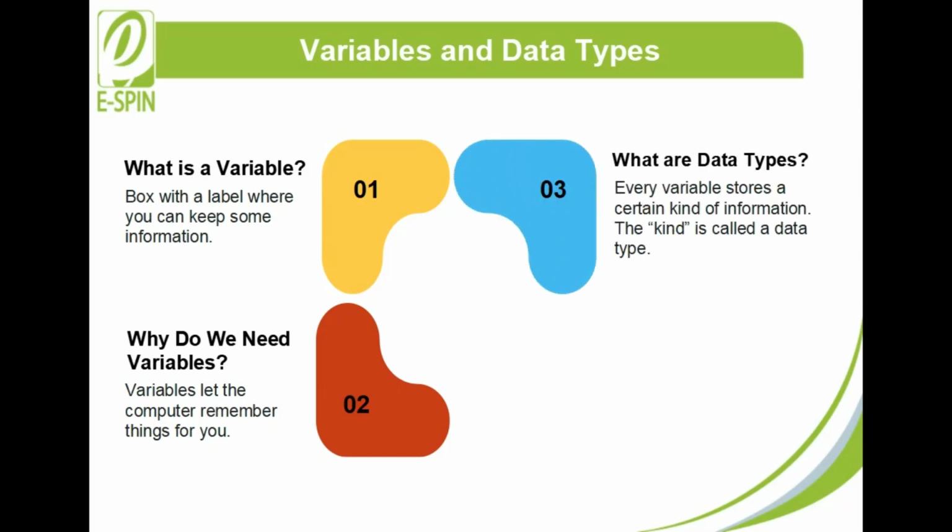3. What are data types? Every variable stores a certain kind of information. The kind is called a data type. Example, sorting items in a store. Apples go in the fruit section, milk goes in the dairy section, clothes go in the clothing section. Each type of data has its own rules.